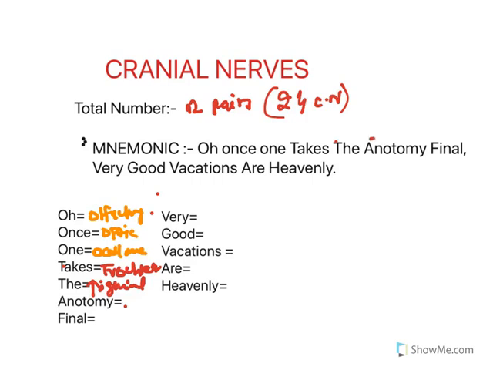Now this A, so this A stands for abducent. So the sixth cranial nerve is abducent nerve. Now F, so F stands for facial nerve. So the seventh cranial nerve is facial nerve. Now this V, this is the eighth cranial nerve. So now eighth cranial nerve is what? Vestibulocochlear nerve.